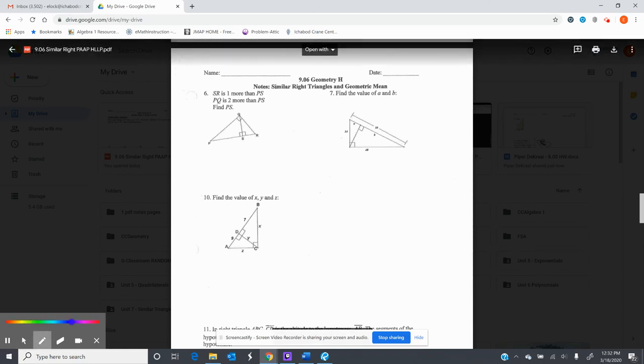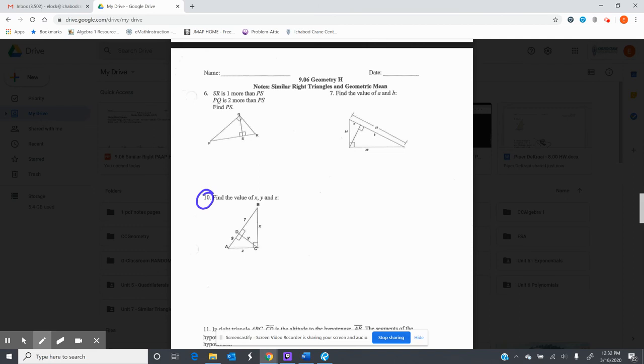So looking at number 10 quickly, find the value of x, y, and z. So each variable, we're going to have a new proportion to find. So let's start with x, go alphabetical. Now x is a leg.